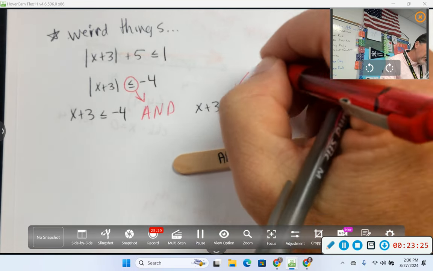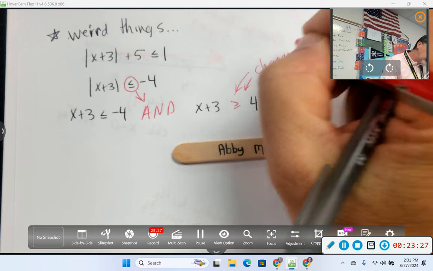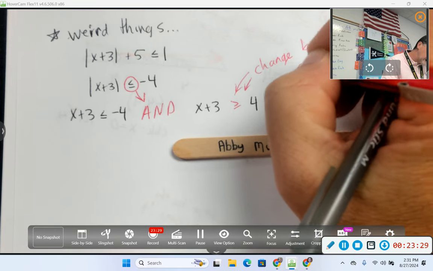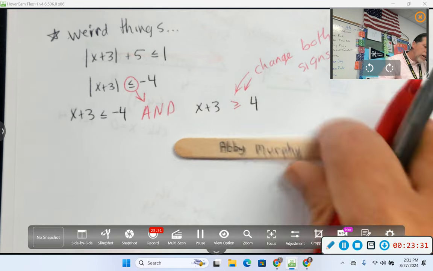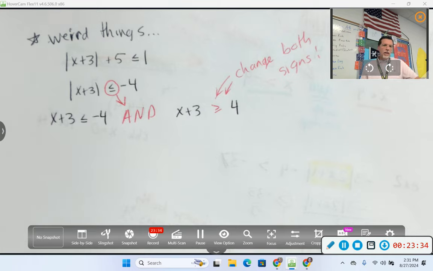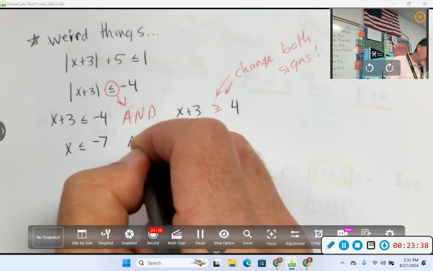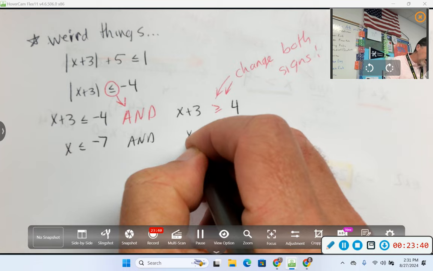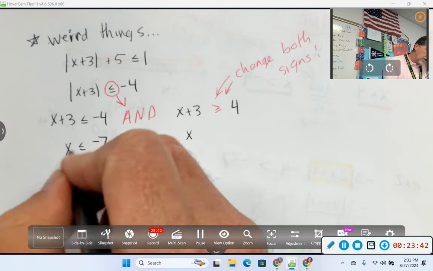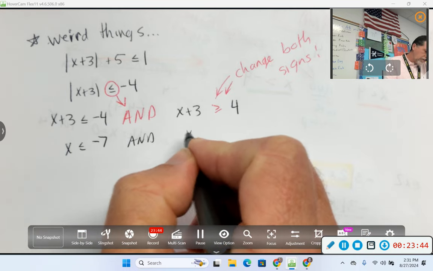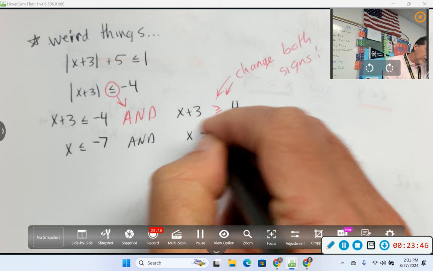Last time that I have to write this for the day. Change both signs, just like Abby did. Okay, so x is less than or equal to negative 7, and x needs to be, wait a minute, did I do something wrong here, I think. No, I didn't. x is greater than or equal to 1.